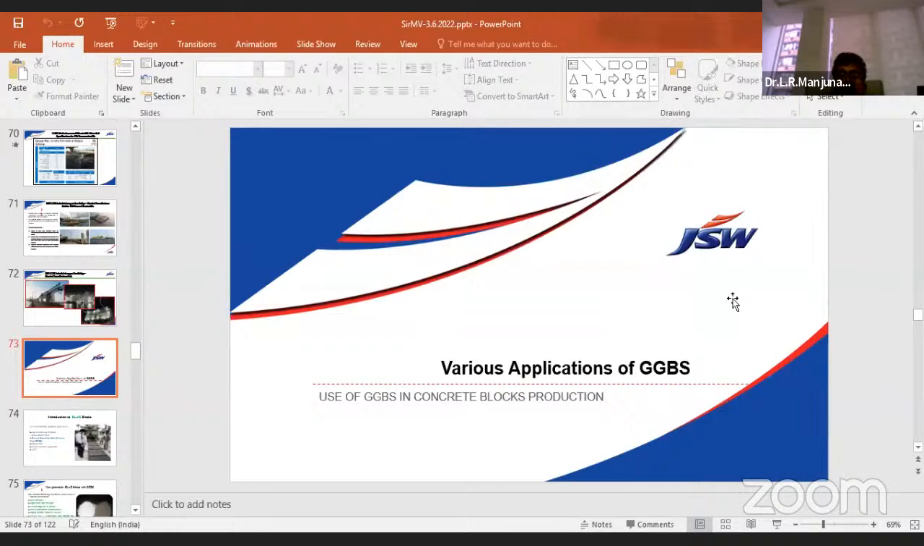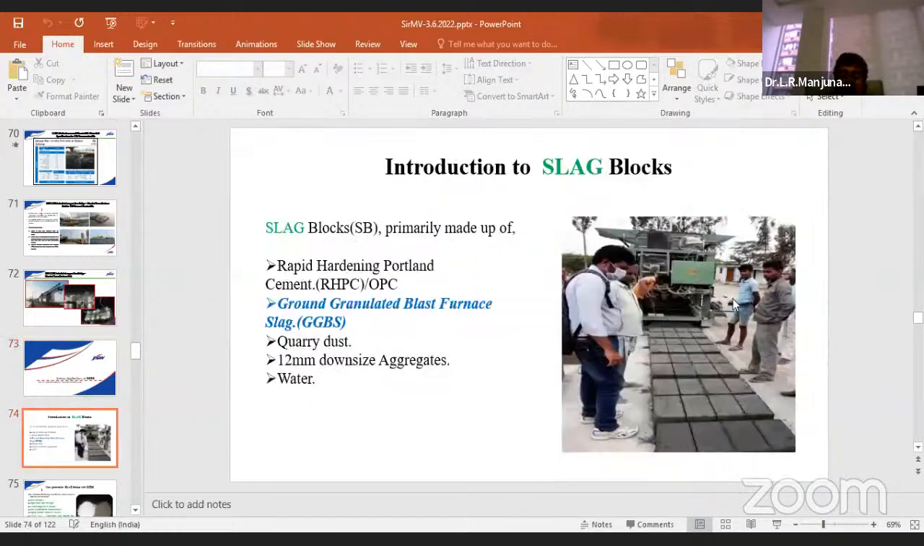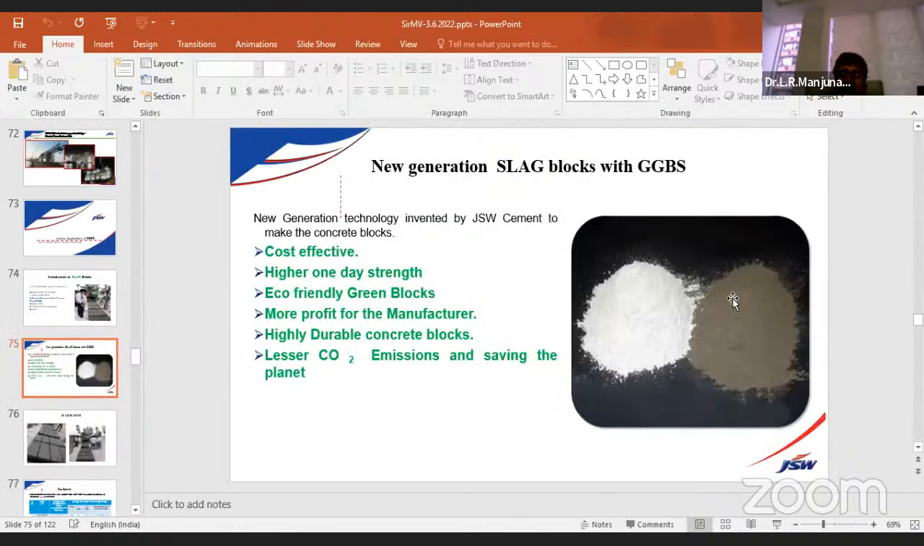Similarly, we can use GGBS in block production also. We have done replacement of 30%, 40%. Here, this is very cost effective in the blocks. This makes the block very much green, more profit to the manufacturer, lesser CO2 emissions because you are blending. So we are able to supply GGBS in bags also, where you can mix with OPC cement because you don't have a batching plant. You can mix at the site also. That's quite possible.